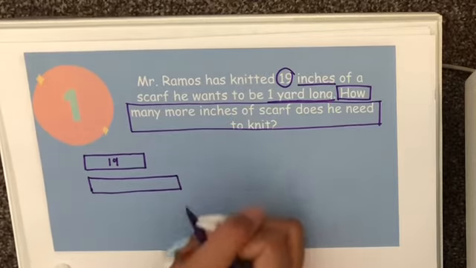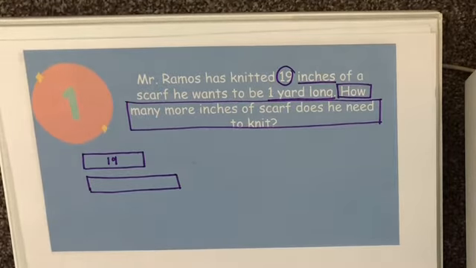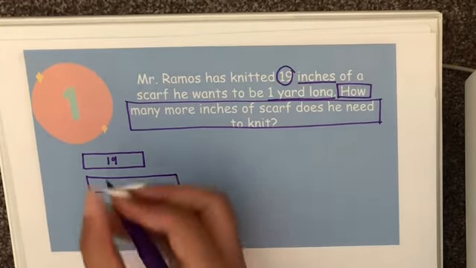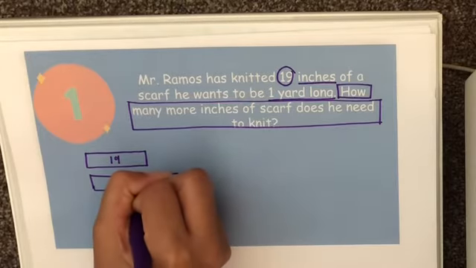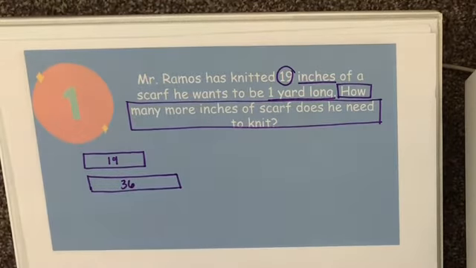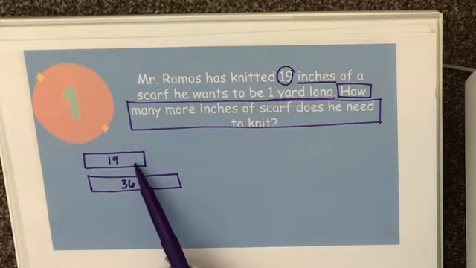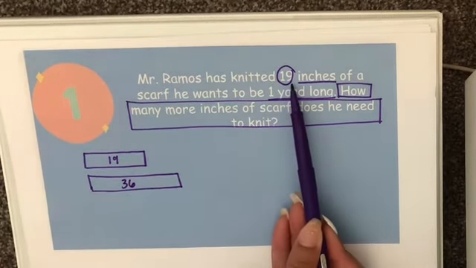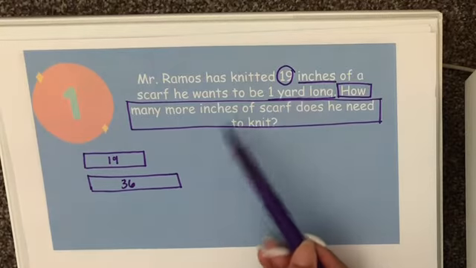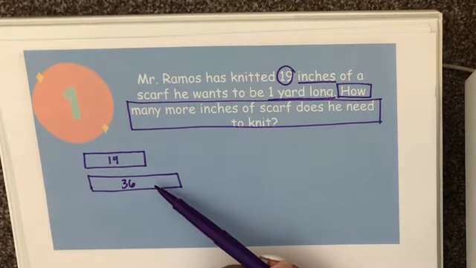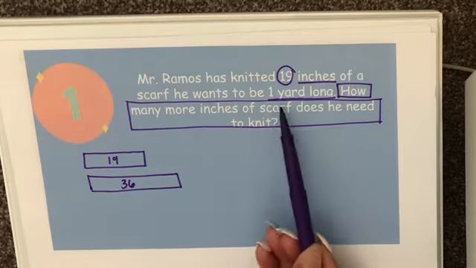Well, as I recall, a yard has 3 feet in it. And based on our do now, we figured out that 1 yard equals 36 inches. So I'm going to go ahead and fill that second half of my tape diagram with the 36. So right now we're understanding that we're getting the 19 from how much he has already made of the scarf, whereas the second part of the tape diagram is how much he wants to end up with.